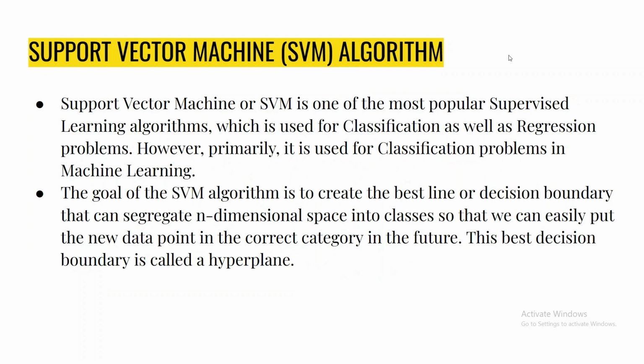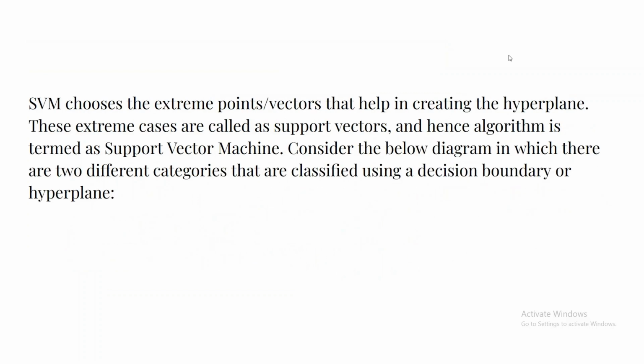The goal of the SVM algorithm is to create the best line or best boundary that can segregate n-dimensional space into classes so that we can easily put the new data point in the correct category in the future. This best decision boundary is called a hyperplane. Support vector machine chooses the extreme points or vectors that help in creating the hyperplane. These extreme cases are called support vectors, and hence the algorithm is termed the support vector machine algorithm.